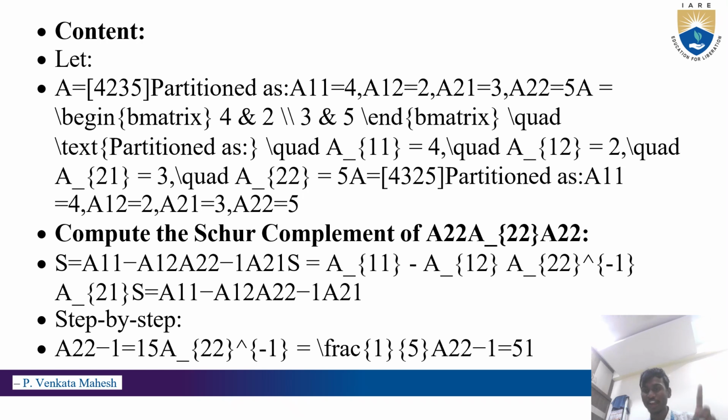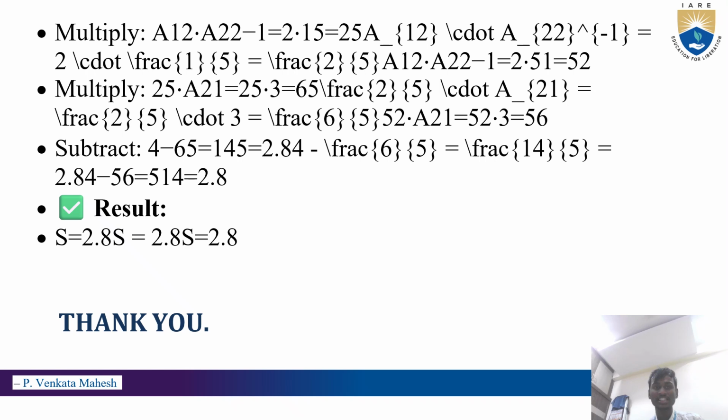The Schur complement of A22 is S = A11 minus A12 into A22 inverse into A21. A11 is 4, so 4 minus A12, which is 2, into 1 by 5 into 3. That is equal to 4 minus 6 by 5. When we solve it, we get 14 by 5, which is exactly 2.8. So the Schur complement is S = 2.8.